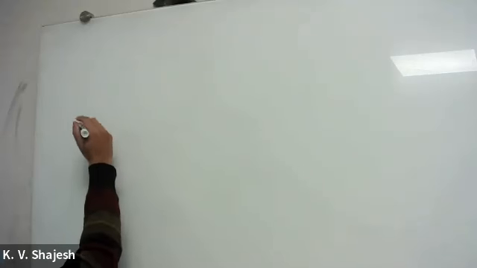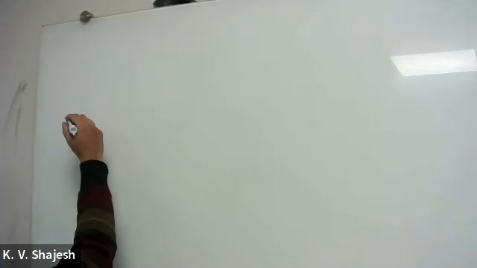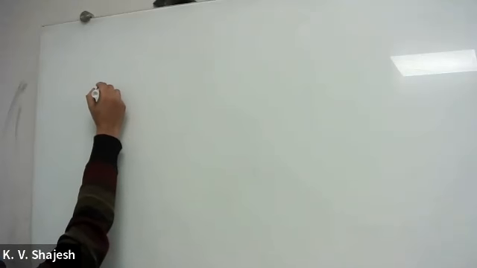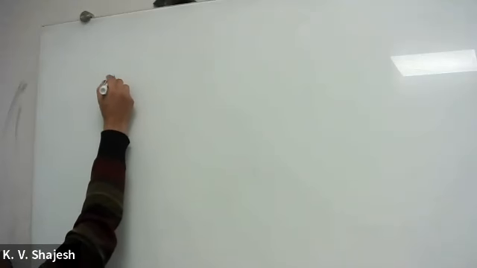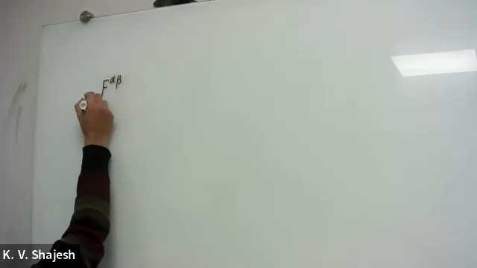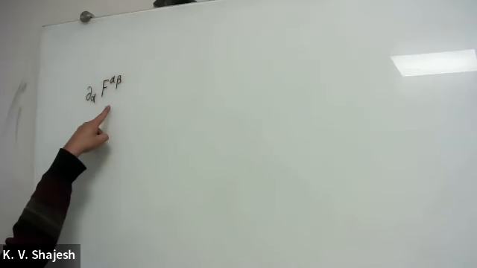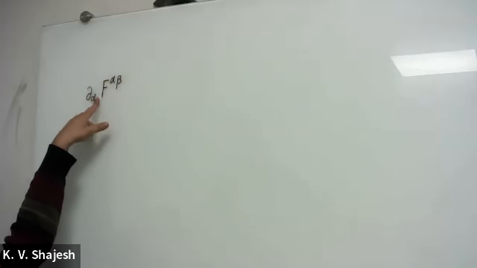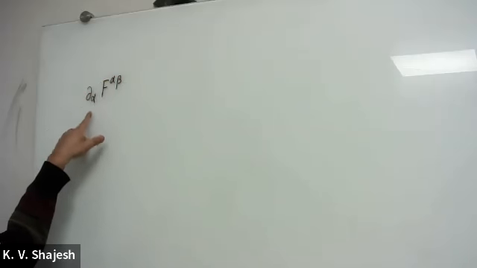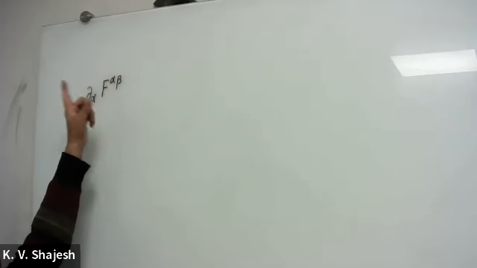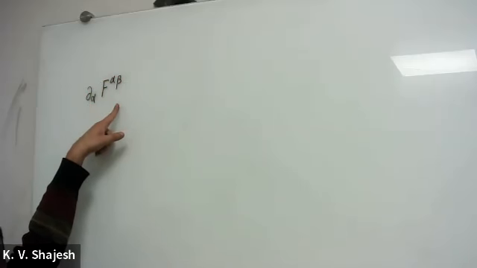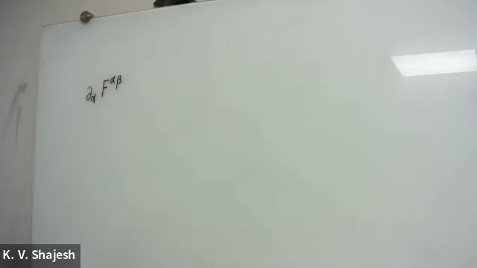Let's do F alpha beta, and I multiply this by a derivative of F alpha beta. Is this a scalar, vector, or tensor? Alpha is summed up, so it's a tensor of rank 1, which is a vector. Right? So it's a vector.